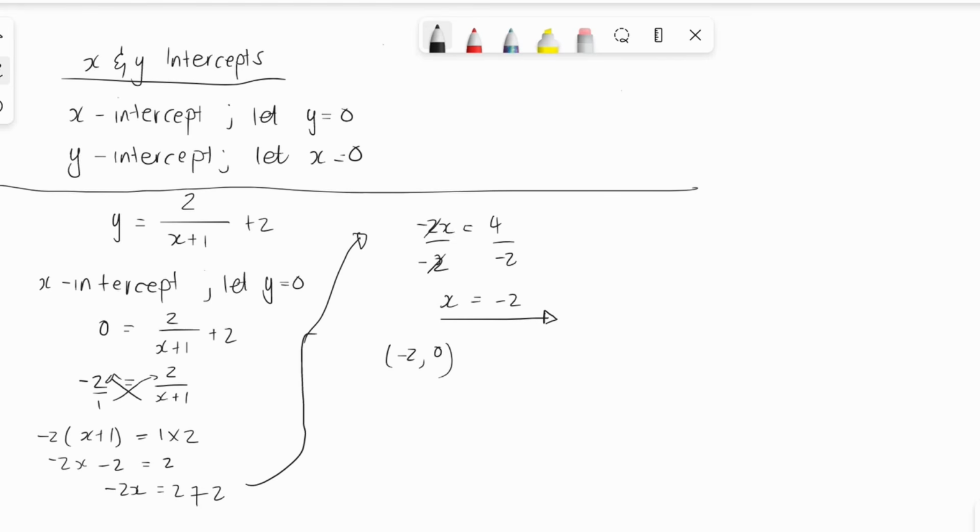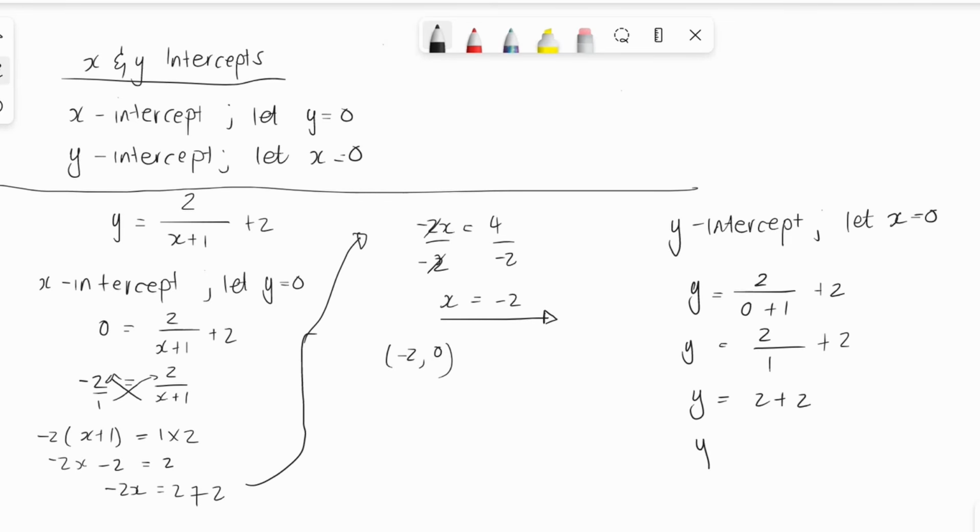So now I'm looking for the y-intercept. As I said, for the y-intercept, you're going to let x equal 0. Then wherever we see x, we're going to substitute 0. So y equals 2 over 0 plus 1, plus 2. This is the same as 2 divided by 1, plus 2, which is y equals 2 plus 2, therefore y equals 4. Then the coordinates are, since we let x equal 0, 0 and 4. So this is going to be your y-intercept.